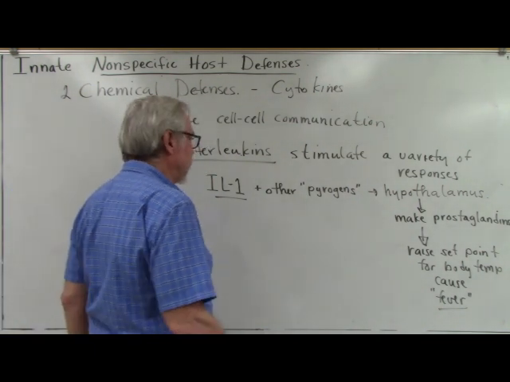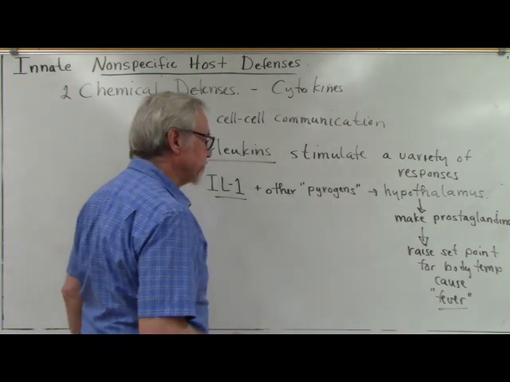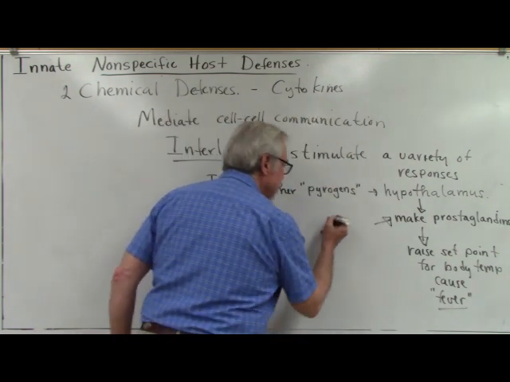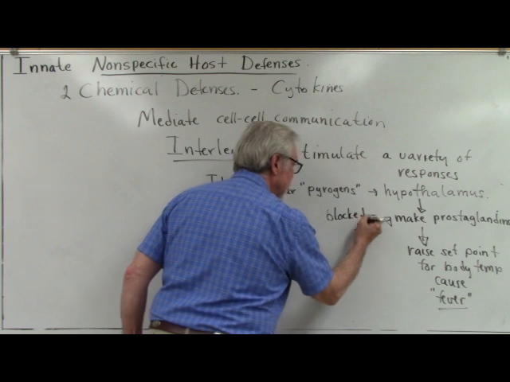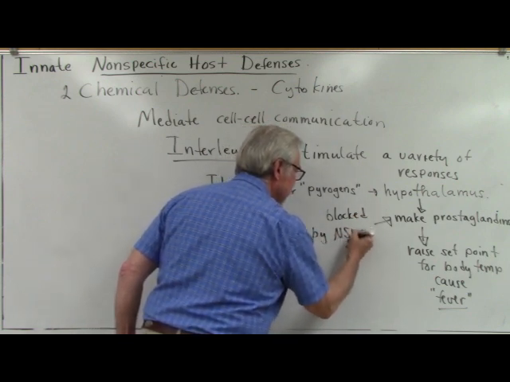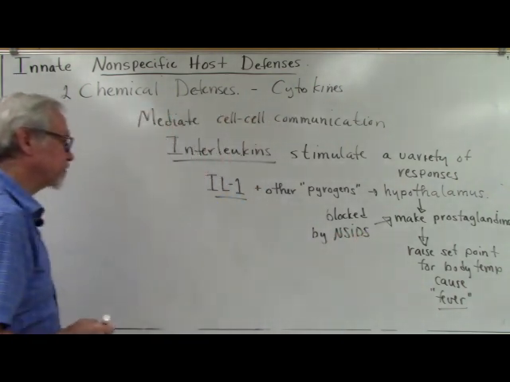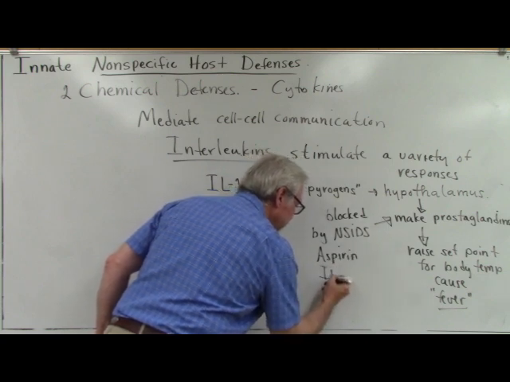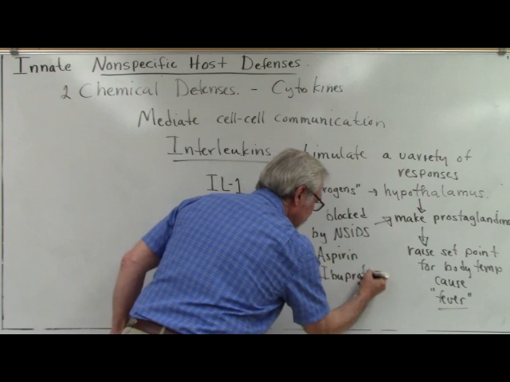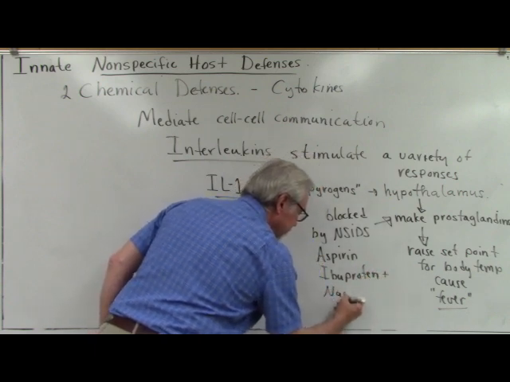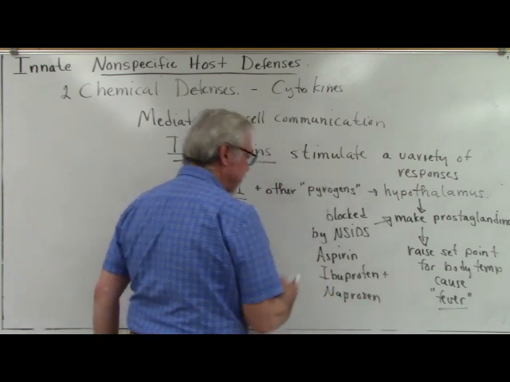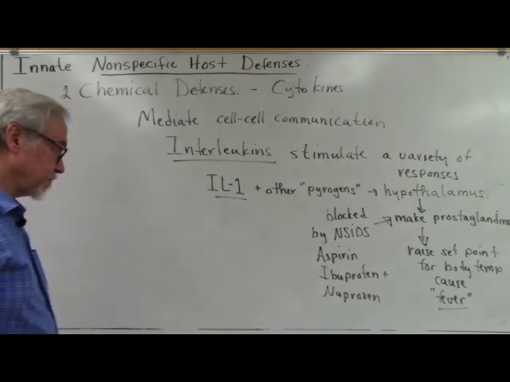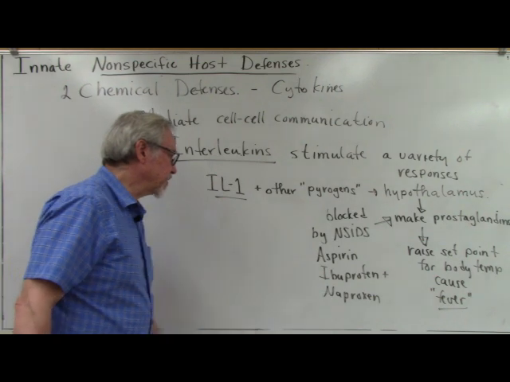The significance of interleukin 1 and these other pyrogens communicating to the hypothalamus to make prostaglandins and raise the set point is that you can block the enzyme that's responsible for making the prostaglandins by NSAIDs, non-steroidal anti-inflammatory drugs like aspirin, ibuprofen, and naproxen. Aspirin as in Bayer, ibuprofen as in Advil and Motrin, and naproxen as in Aleve.